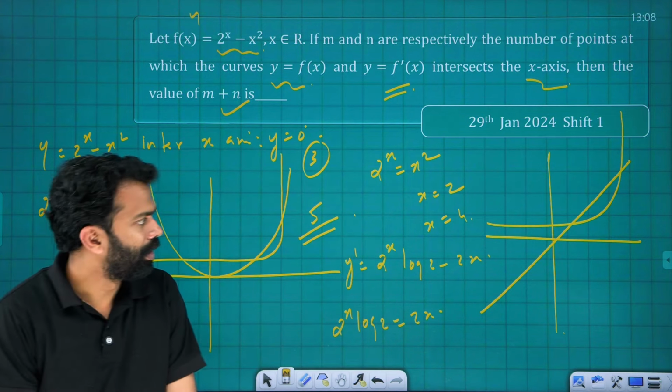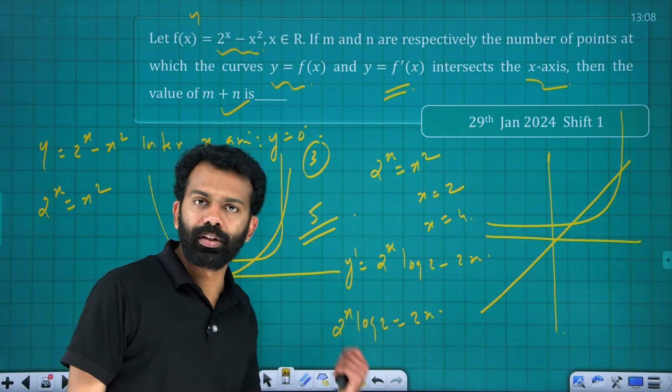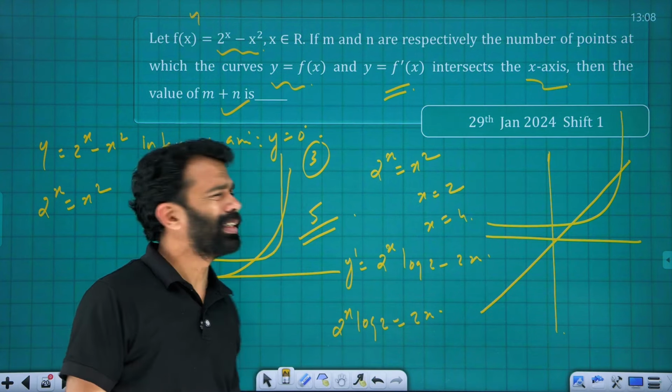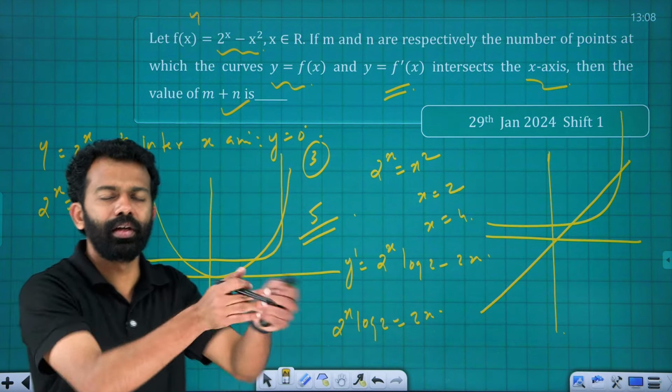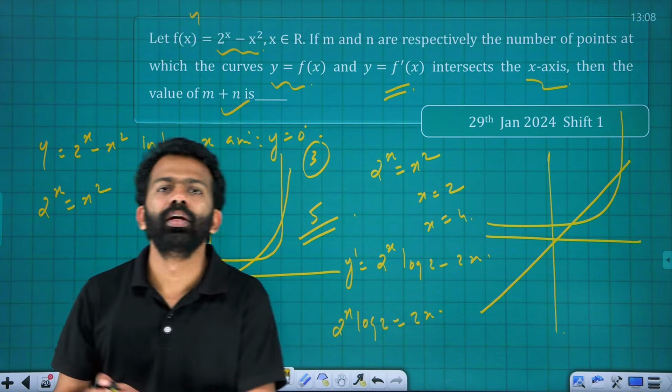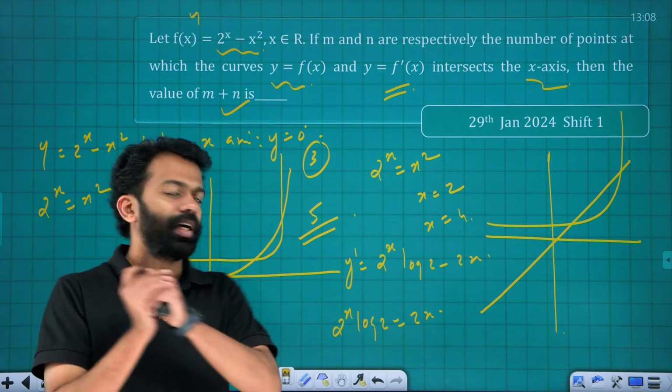Therefore, what is the value of m plus n? 5. See, I have gone for the trial and error method in this case for solving this one. It was an easy, doable and time-saving question also. So, that's it for functions.